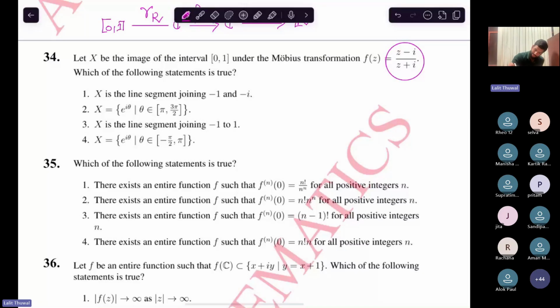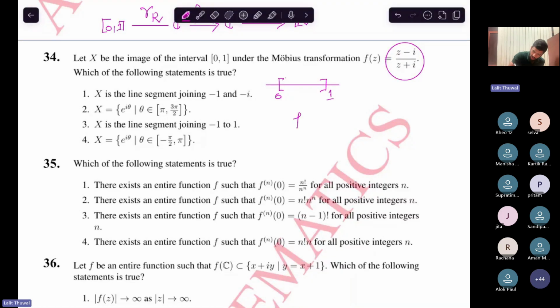Okay, so because this is a map which maps the upper half plane to the unit disk, a bianalytic map. So what do you have to find? You have to find the image of this interval, the closed interval [0, 1]. Okay, the image of this curve.